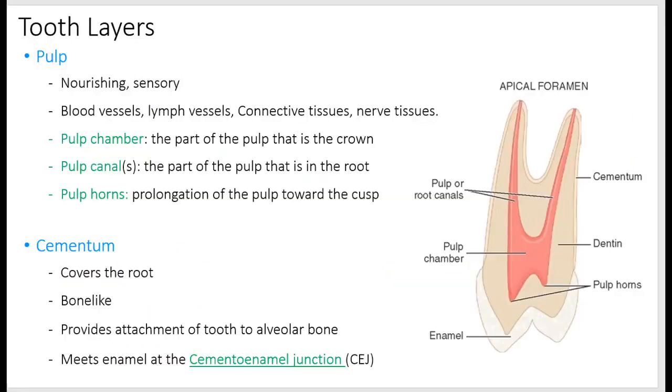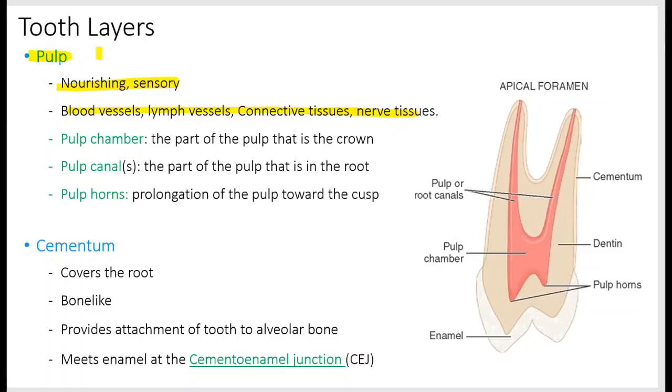Okay, continuing on, again, the pulp, we already talked about these things here. So the pulp is nourishing and sensory, so it has the blood supply that is nourishing, and sensory because it has the nerves. So blood supply, lymph, connective tissue, and nerves.